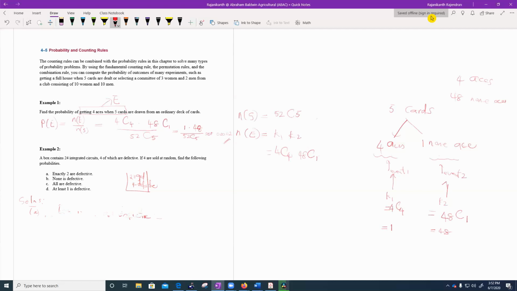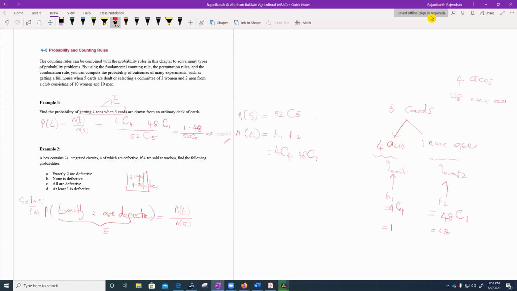That means again I'm using N(E) over N(S) like we did earlier. There are 4 circuits selected. Exactly 2 should be defective, which means the remaining 2 should be good, right? Therefore, you have to look for two things like earlier, K1 and K2. So first I'm going to find N(E) over N(S). My event E is choosing exactly 2 defective, so the remaining 2 out of the 4 should be good.